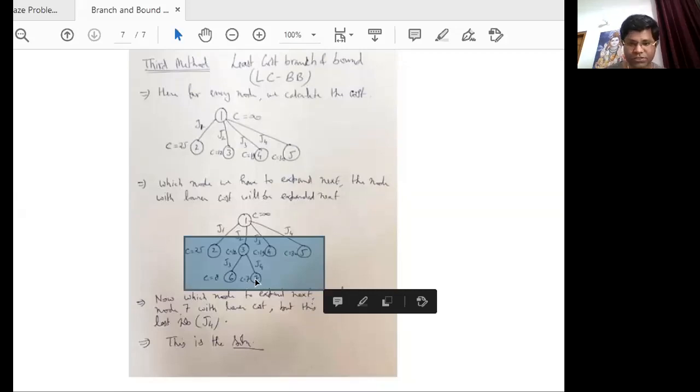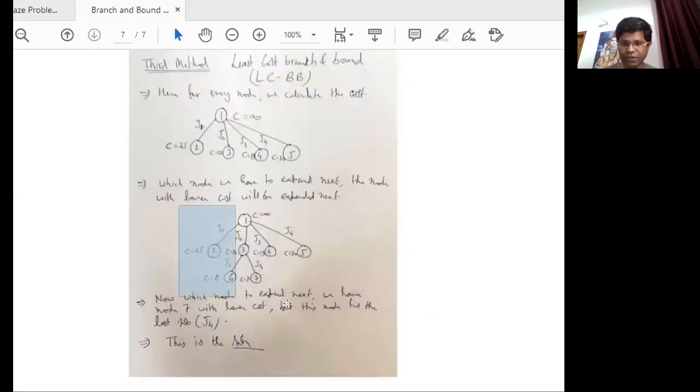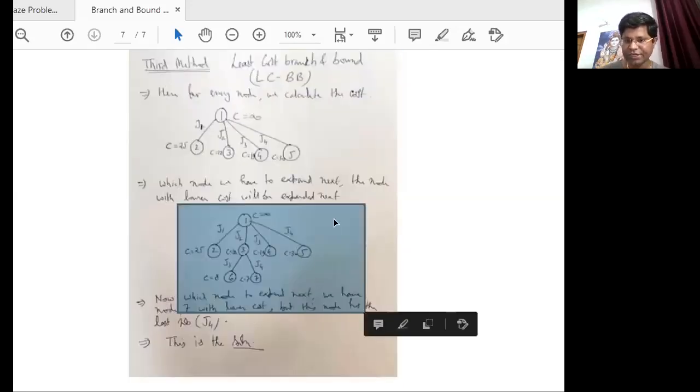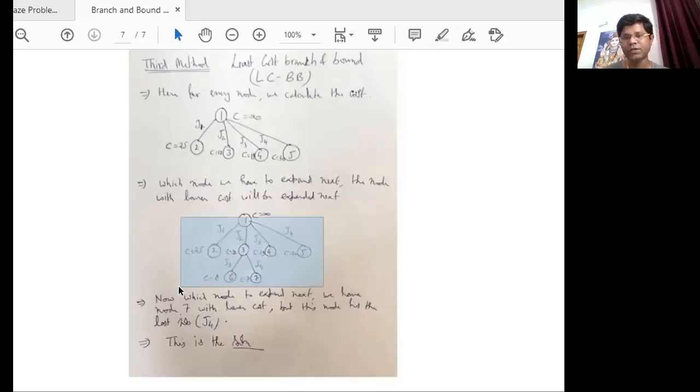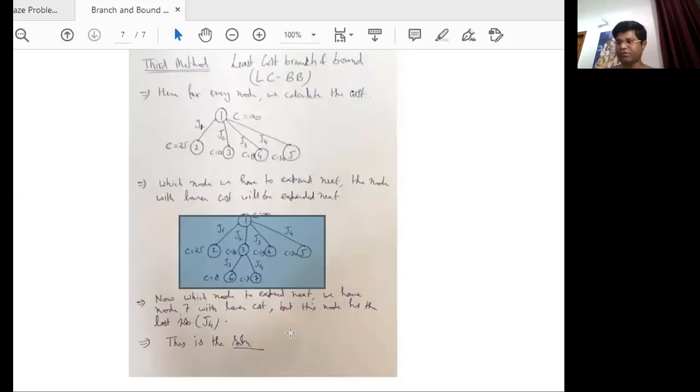But since node 7 already had job J4, and job J4 is the last job, it means we are already proceeding to the goal of our solution and we are reaching the goal. So this is the solution of our given problem. This tree is the solution for our given problem, and we didn't need to proceed further, or expand any node further. So this is the third solution for the given problem using the least cost branch and bound method.